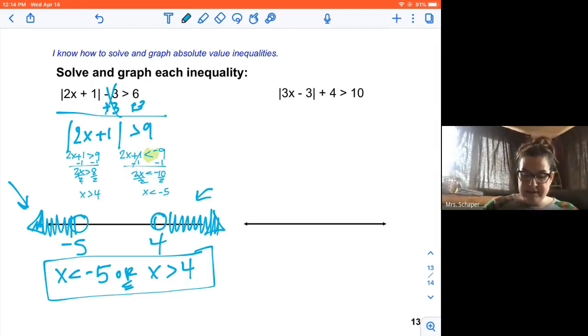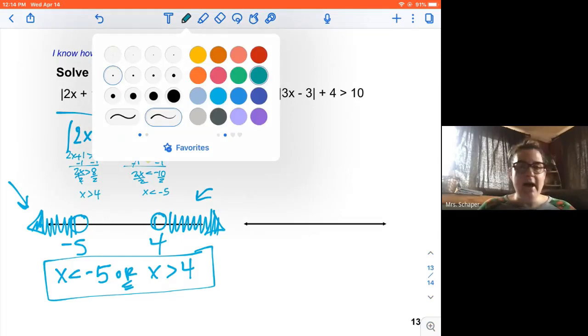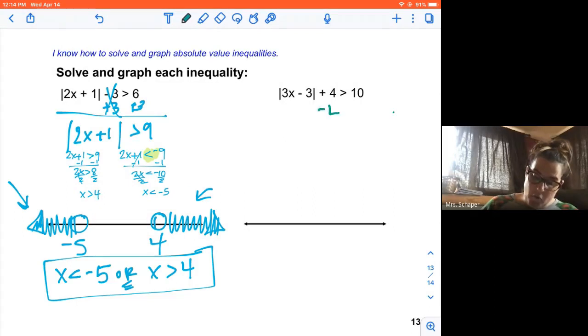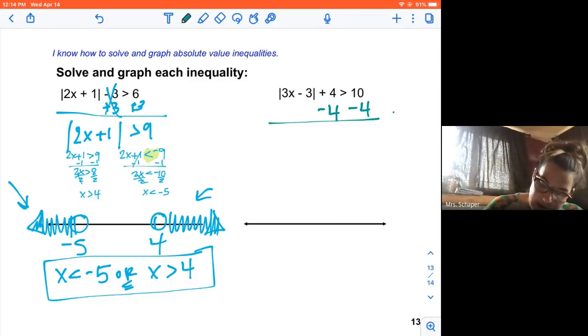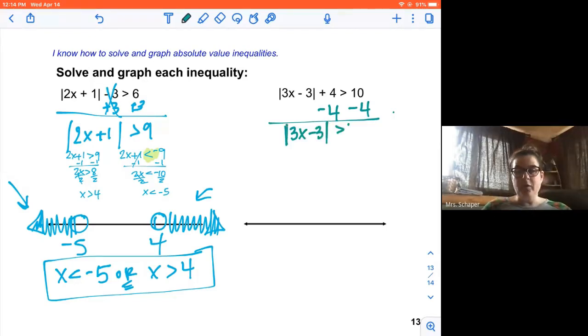Let's go with this next one. And it's a lot. Feel free to pause, take a break, whatever you need to do as we go through this. So I'm going to subtract 4 from both sides. My first step is to get that absolute value symbol all by itself. So the absolute value of 3x minus 3 is more than 6. Okay. Now that it's alone, I can separate it.